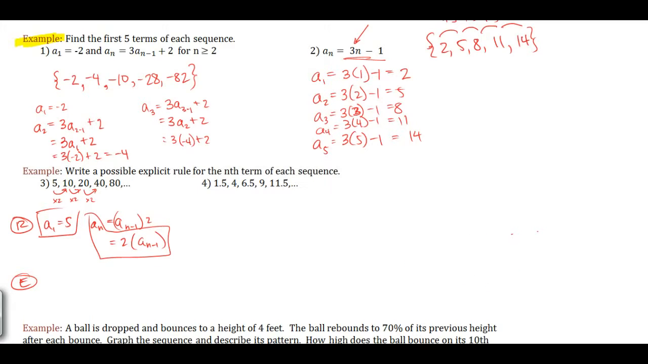So here's the explicit formula if you're curious. It's the first term multiplied by what you're multiplying by to the n minus 1 power. That's your a_n formula. And we're actually going to do that in a section. But here for fun, you could see. Maybe you would have come up with that on your own.